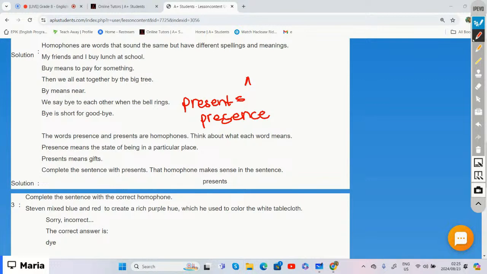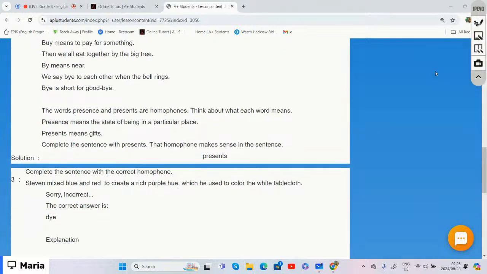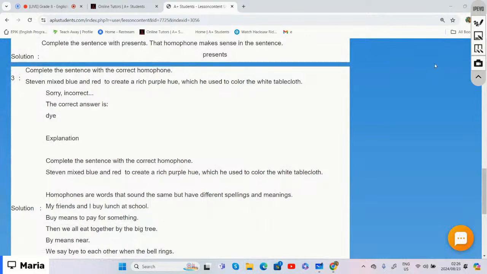All right. So now, if we look at the next word, right? If we look at both of those words, presence and presents are words that sound the same, but the meanings of those words are different. The next one is, Stephen mixed blue and red to create a rich purple hue, which he used to color the white tablecloth.